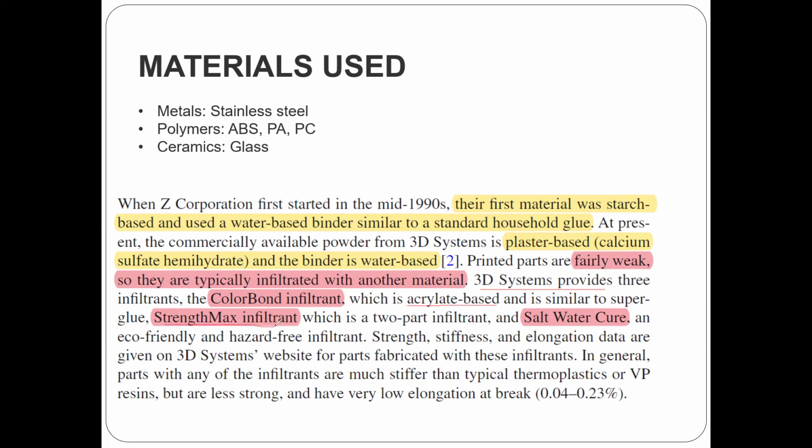Then the strength max infiltrate, which is a two-part infiltrate, a salt water cure, eco-friendly and hazard-free infiltrant. So there are different infiltrant chemicals technically that you can leave the object with once it's ready, and these materials will go inside and infiltrate. Infiltrate means that it will go and sit inside the pores of the structure, right? So in general, parts with any of the infiltrant are much stiffer.